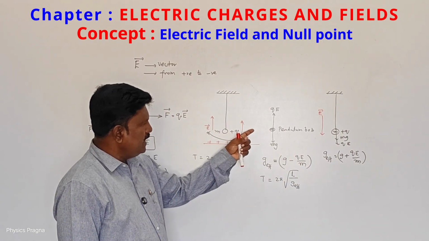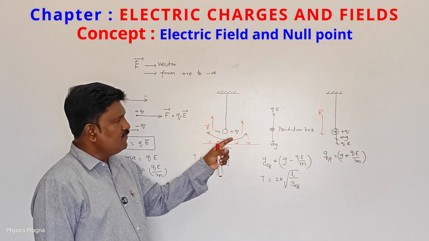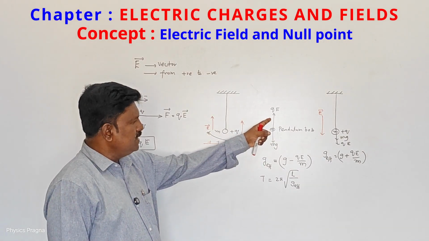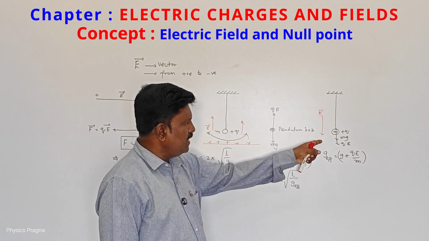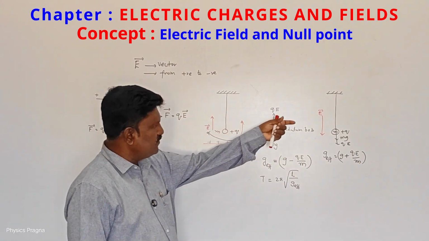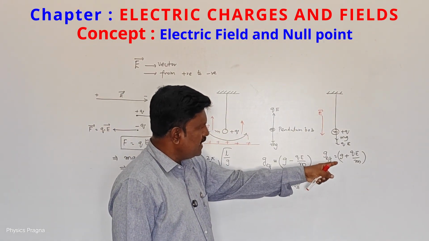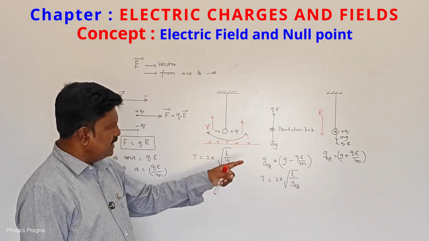So if you are asked in the problem to calculate the time period, g effective you have to take. See, direction of electric field you have to see. If the direction is like this, then the g effective formula is this one. If electric field is upwards, or if electric field is downwards, then the g effective is this.